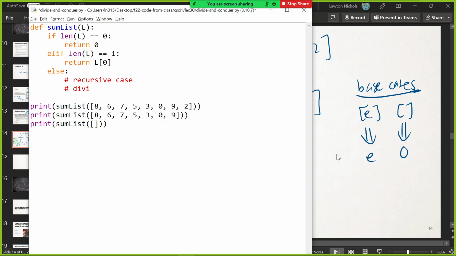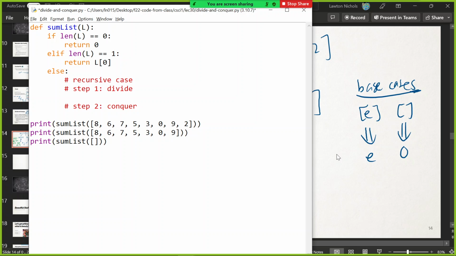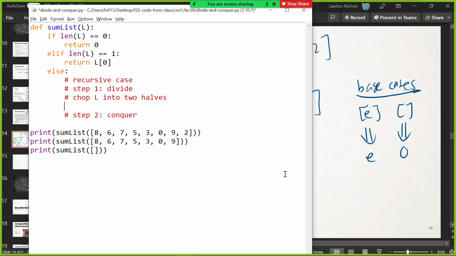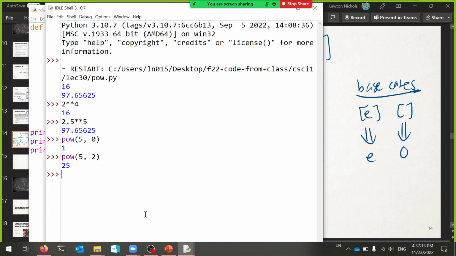First we divide, then we conquer. All right, step 1, divide. Step 2, conquer. So we need to chop our lists in half. Chop L into 2 halves. Okay, is that how you say it? Halves with a V. So how do you do that? There is a way, and I don't think I've taught this to you yet. So let's go to the REPL real quick.